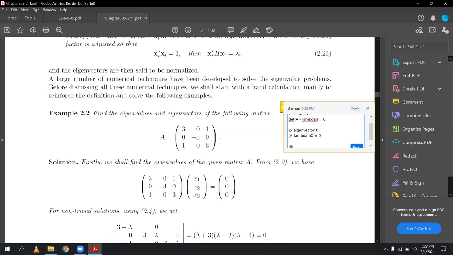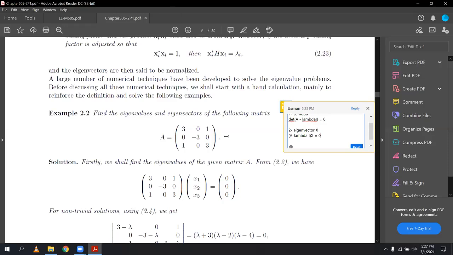if your simultaneous system becomes an underdetermined system. An underdetermined system is what? You have fewer equations and more variables. You always have infinitely many solutions. So in this part, after you put in the lambda value, your simultaneous system always becomes an underdetermined system, and so you have infinitely many solutions for this case.